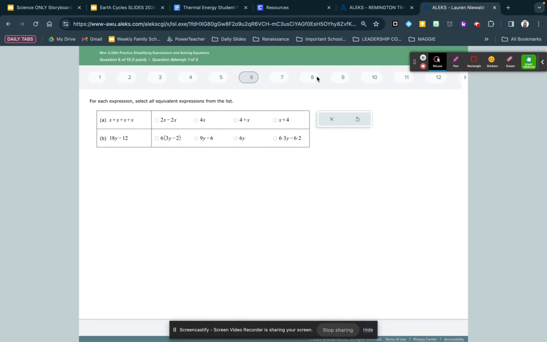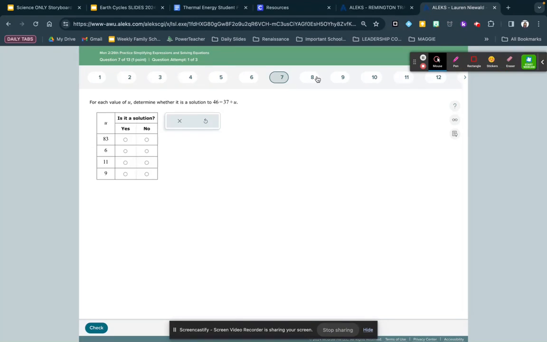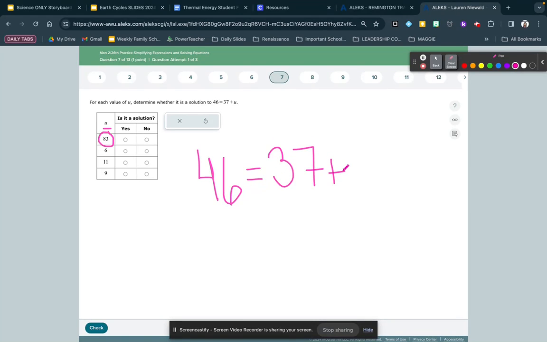All right, one more. These sound tricky at the beginning, but they're really not. Basically, it's just saying, hey, I'm going to give you a couple of different numbers, and I want you to plug them in where you see u. Okay. So this is saying 46 equals 37 plus u. In this case, instead of putting a u, I'm going to put 83.